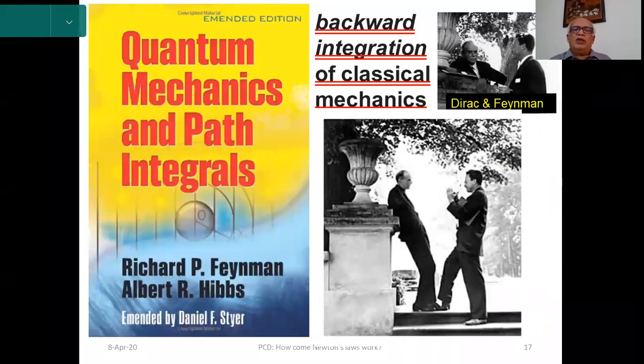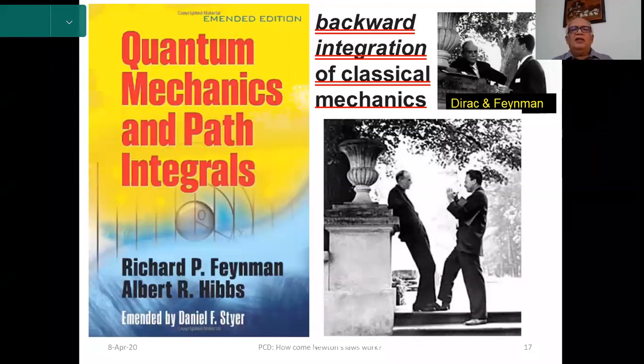And Feynman himself was led to that also by a suggestion which at that time seemed to be somewhat mysterious because it was very brief. It was made by Dirac.